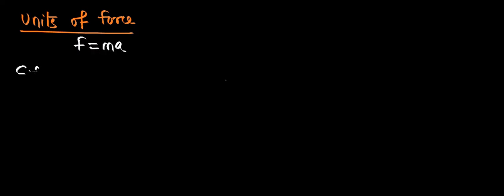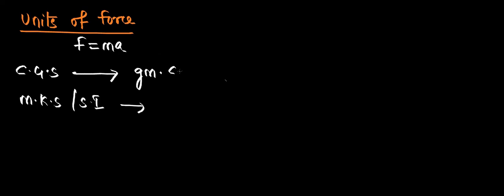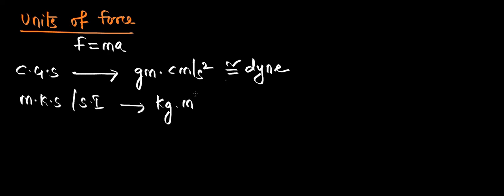Now what will be the units of force? Dyne and Newton. So how do we get the units of force from this formula, F equals m into a? Let us take the CGS system and the SI system. In the CGS system, mass is gram and acceleration is centimeter per second square. This is simply called a dyne. Instead of saying gram centimeter per second square all the time, we simply say dyne. In the MKS system, mass is kilogram and acceleration is meter per second square. So you can say kilogram meter per second square, or simply you can say Newton.